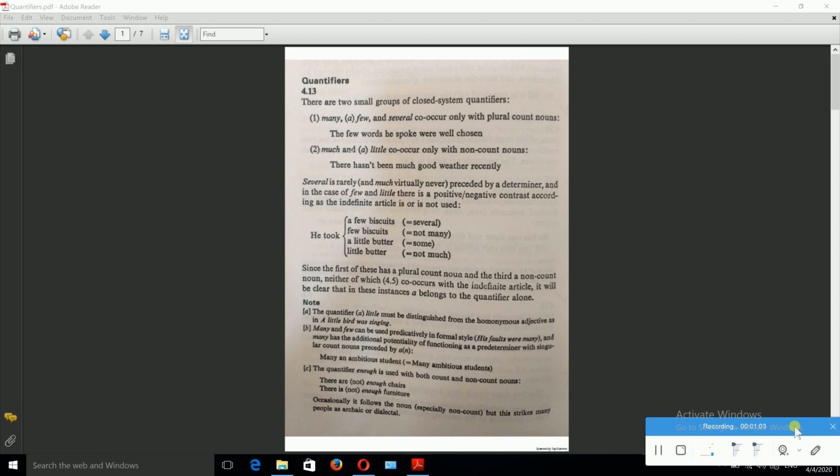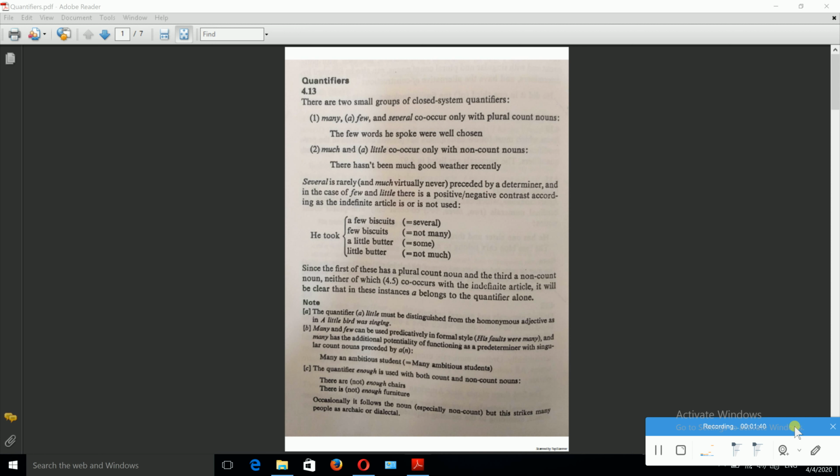Several is rarely and much virtually never preceded by a determiner, and in the case of a few and little, there is a positive, negative contrast according as the indefinite article is or is not used. For example, he took a few biscuits means several. He took a few biscuits, not many. He took a little butter, some, and he took little butter, not much.